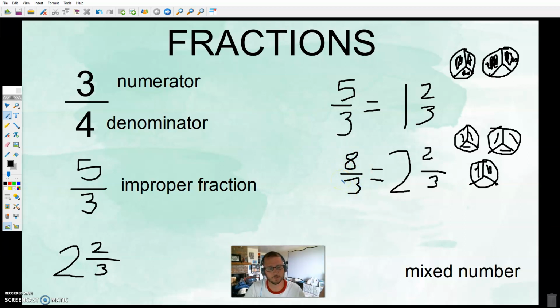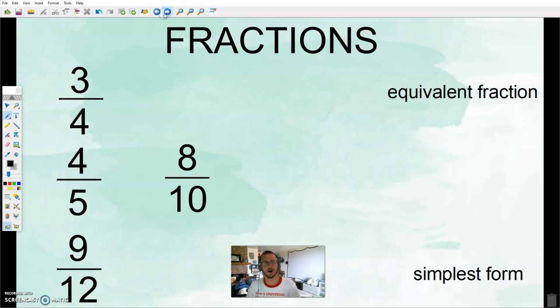Numerator is your top number, denominator is your bottom. Improper fraction is when our top number is bigger than our bottom number, and our mixed numbers are where we have a whole number and a fraction. The next thing we need to look at is equivalent fractions and simplest form.